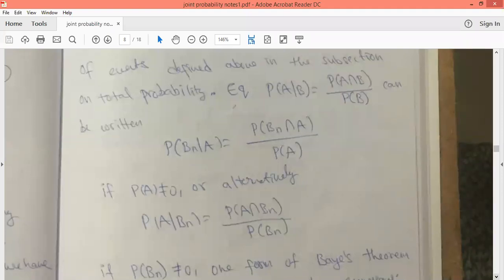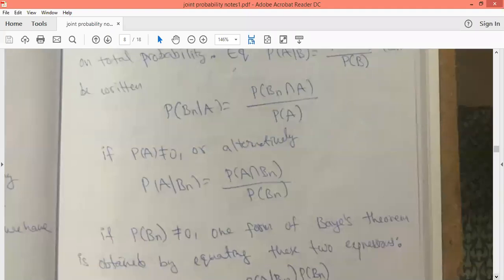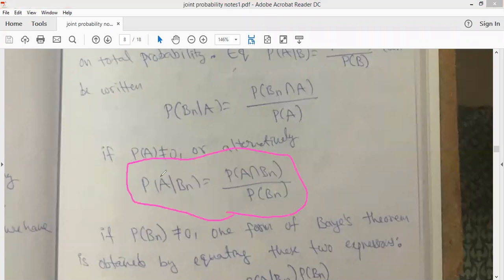Similarly, probability of A given Bn is equal to probability of A intersection Bn divided by probability of Bn. This is the conditional probability if you want to find probability of A given that Bn has already occurred. The one more important condition here is that probability of Bn should not be equal to 0. Then only we can use this equation, otherwise you cannot use it.